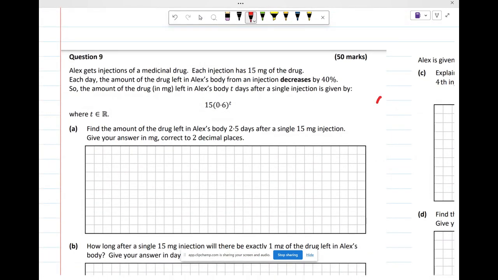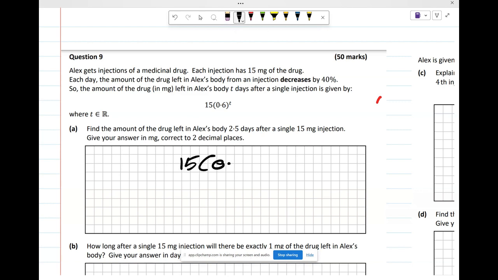So question one says Alex gets injections of a medicinal drug. Each injection has 15 milligrams of the drug, and each day the amount of drug left in Alex's body decreases by 40%. So if we decrease something by 40%, that's the same as getting 60% of it. So that's the same as multiplying by 0.6. Okay, so the amount of drug left in Alex's body t days after a single injection is given by this formula here. Find the amount of drug left in Alex's body 2.5 days after a single 15 milligram injection.